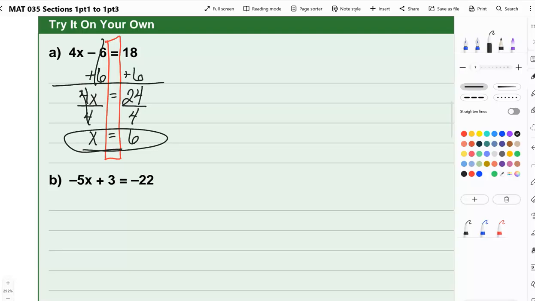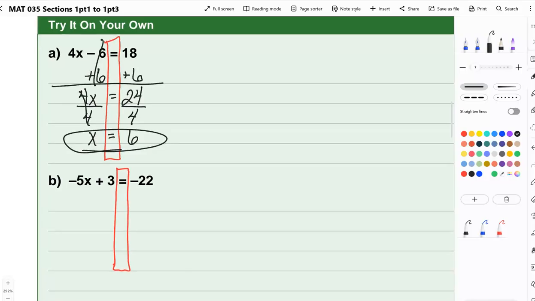And that next one, I have negative 5x plus 3 is equal to negative 22. Again, I'm going to draw my wall. So I've got to peel the layers off. The first layer is moving this term, which is that positive 3. Opposite would be subtracting. So I have positive 3 minus 3, which is 0. So it's going to leave me with that minus 5x on the left. And then negative 22 minus 3 is a negative 25. So now I have negative 5x equals negative 25.